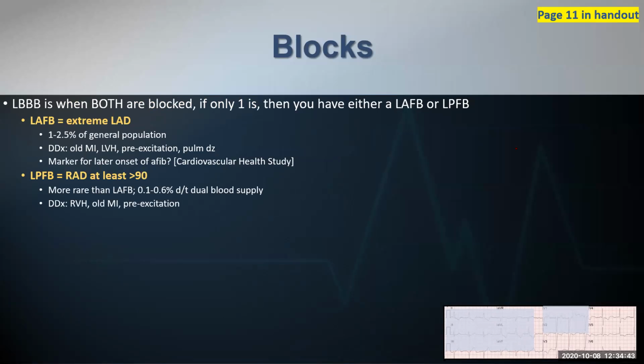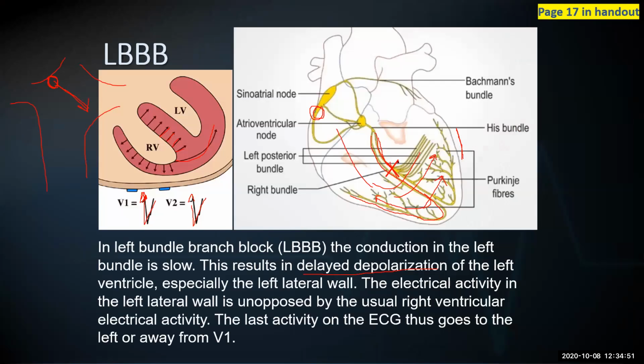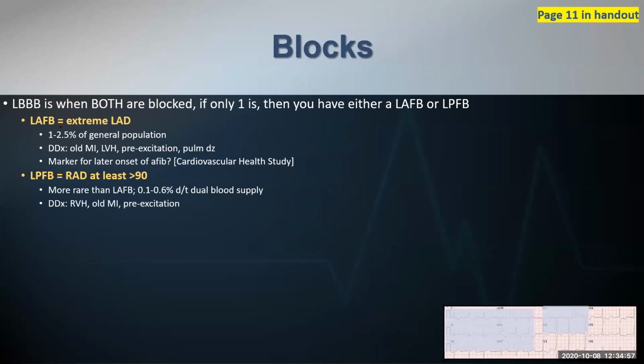So with a true left bundle branch block that we just talked about, if you go back, we said that the disease was high up here, so both the anterior and posterior fascicles were affected. But if not both are affected, then you can see just a left anterior fascicular block or a left posterior fascicular block. Left anterior fascicular block was sometimes called extreme left axis deviation.